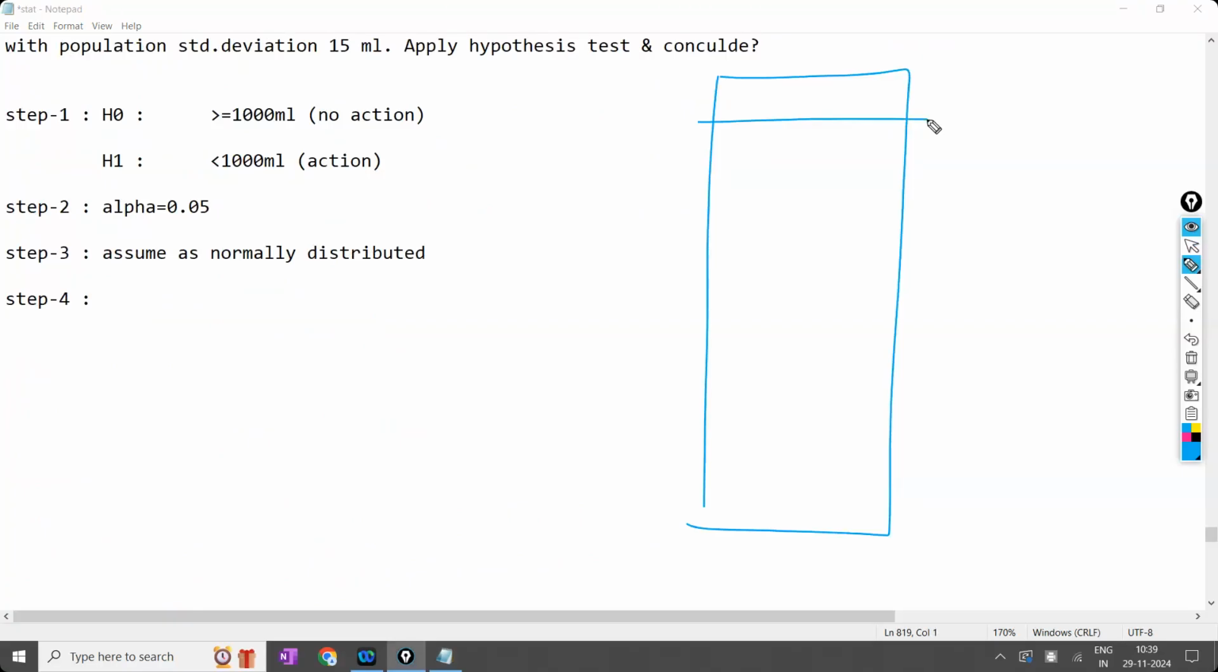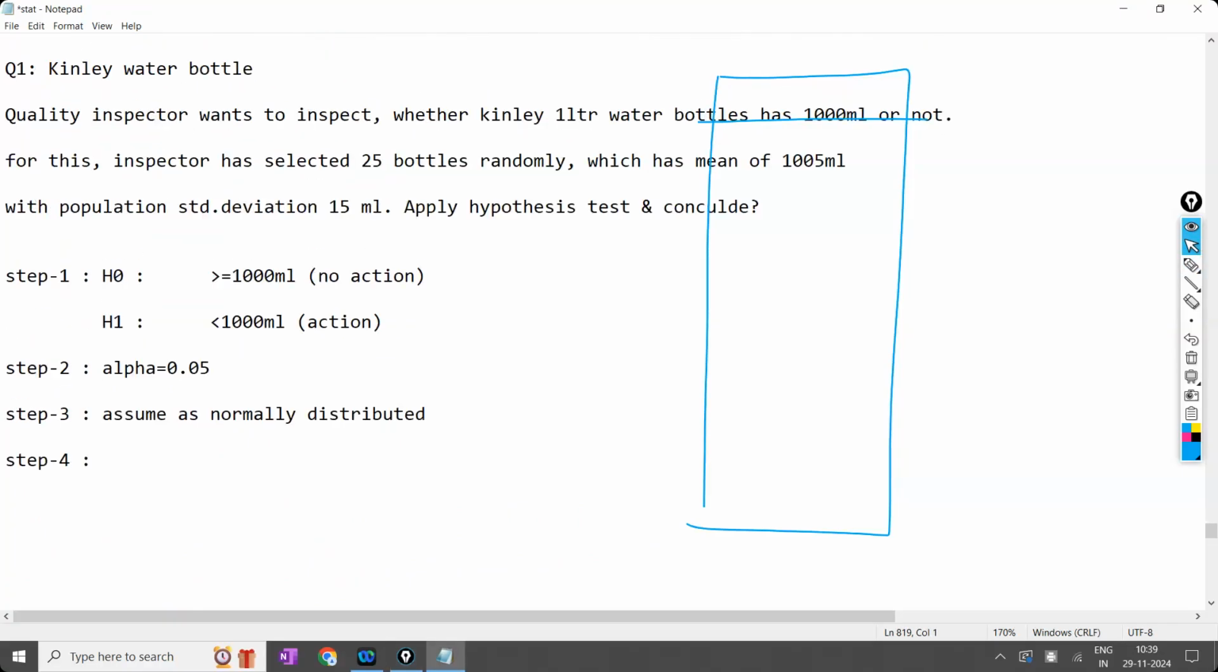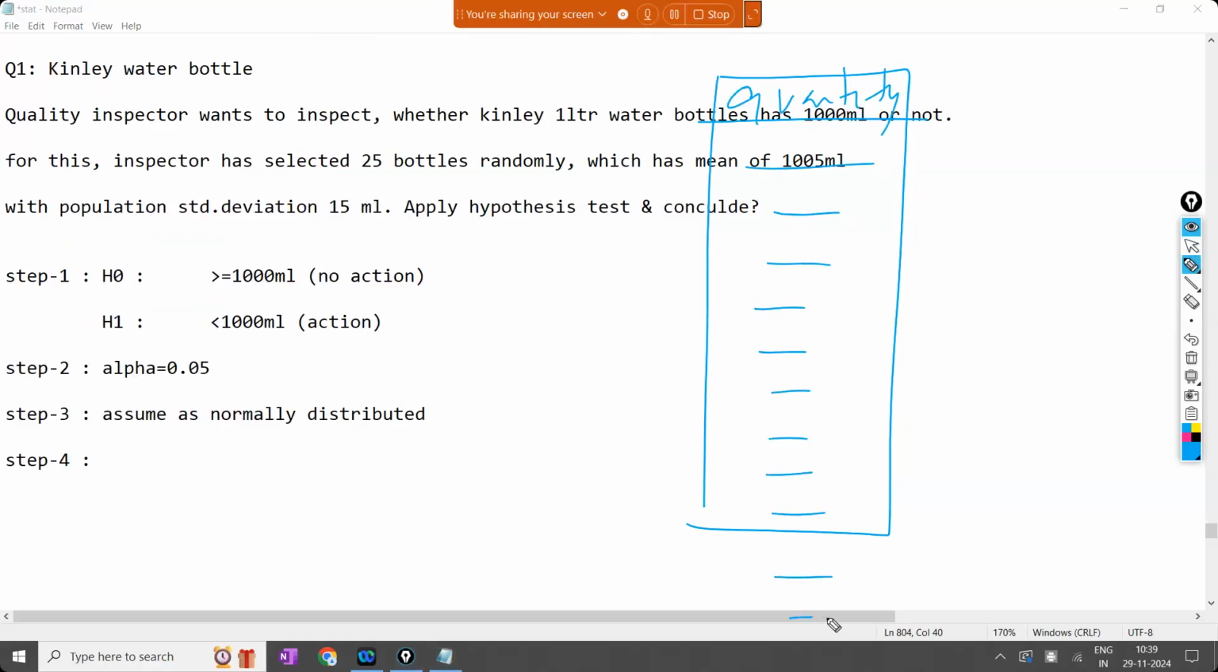Sir, the data set is not there. No sir, the data set is not there, but here they are going to check the quantity of each bottle. Quantity is the heading. In every bottle, what is the value? So 25 values they are going to write, 25 values in one column. One column means one sample.